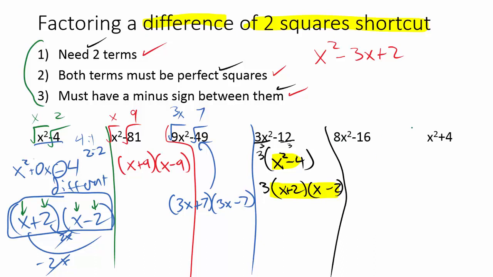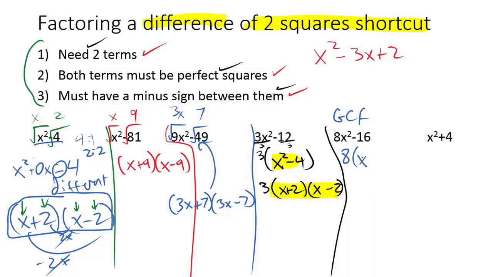Looking at this next one, a common mistake is people might try to factor this into 4x plus 4 and 4x minus 4, and then they would try to factor from there because they're thinking the square root of 8 is 4. Remember that 8 is not a perfect square. So if you're trying to use this shortcut on this problem, you actually cannot do it. What we would have to do, really my only option, is to take out a GCF here of 8.